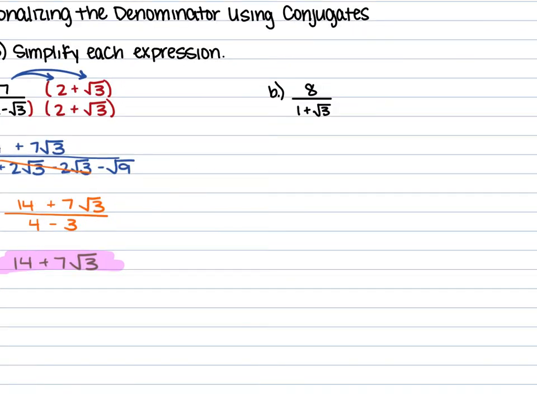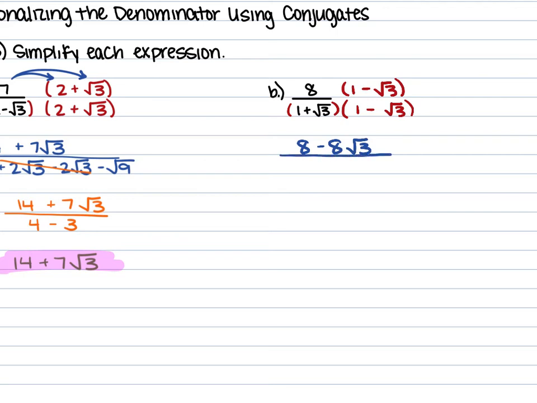For example B, we have 8 over 1 plus the square root of 3. The conjugate of 1 plus the square root of 3: keep the terms, change the sign between them. So it's going to be 1 minus the square root of 3. Multiply that to the top and the bottom. On the top, you have 8 times 1 minus the square root of 3. So 8 times 1 is 8. 8 times the negative square root of 3 is just negative 8 square root of 3.